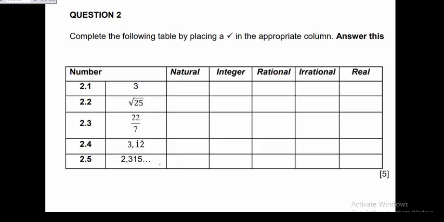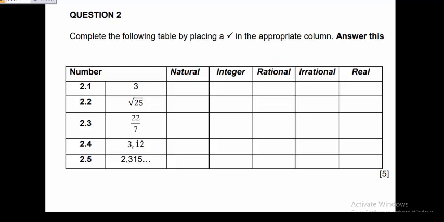Again, complete the following table by placing a tick in the appropriate column. So you have now your natural numbers, integer, rational numbers, and irrational and real numbers. Now for this one here, I would also like to add something. All these numbers or the number system, they have symbols.